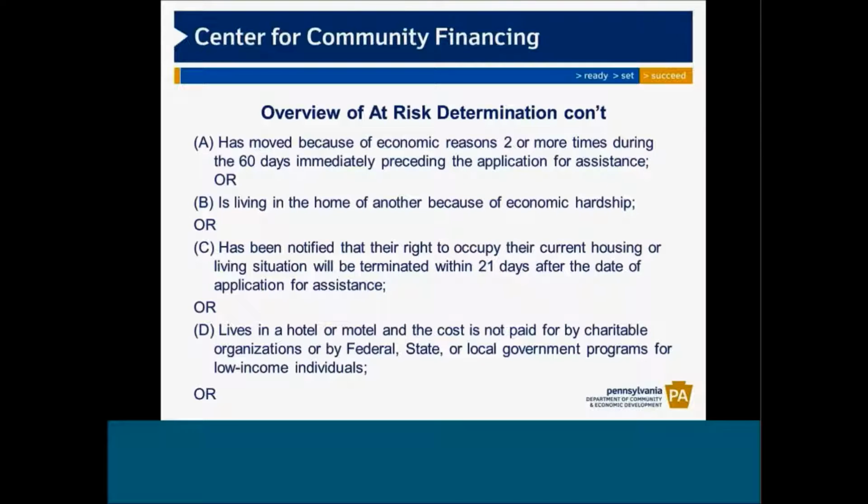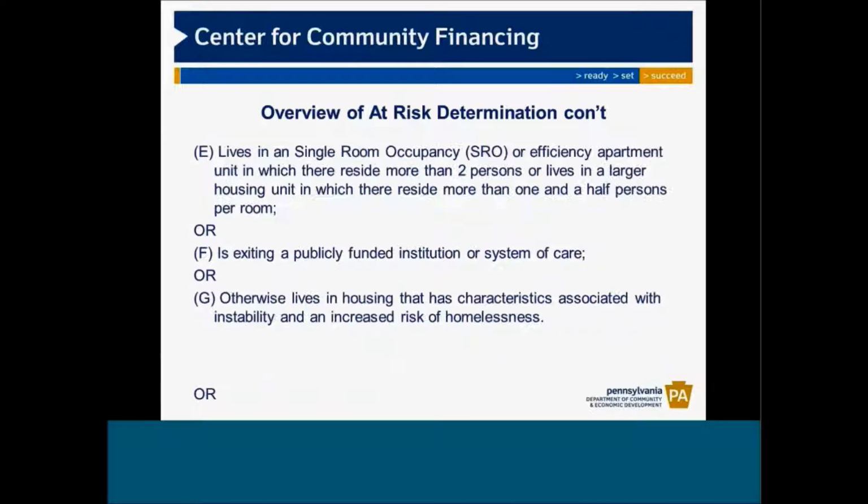E, lives in a single-room occupancy or efficiency apartment unit in which there resides more than 2 persons, or lives in a larger housing unit in which there resides more than 1.5 persons per room, or exiting a publicly funded institution or system of care. Otherwise, living in housing that has characteristics associated with instability and an increased risk of homelessness.